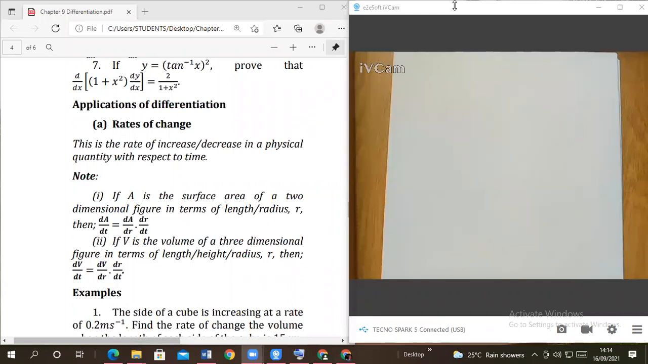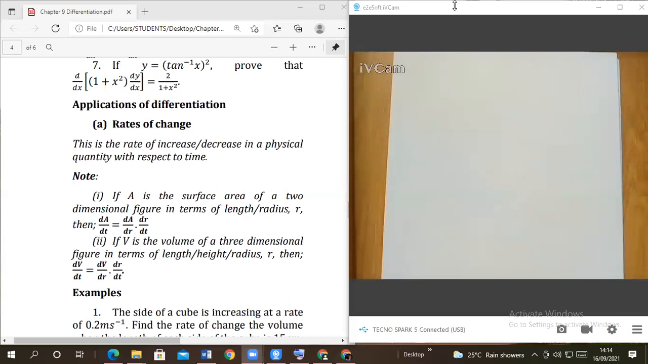Okay, before we start with the examples on how we can find the rates of change of different quantities, I want us to first take note of these 2 points. One, if A is, let's say, the surface area of a two-dimensional figure, in terms of the length or in terms of the radius r, assuming we are looking at a rectangle, that is a two-dimensional figure. It has the length and width. All distances are in terms of length, okay?